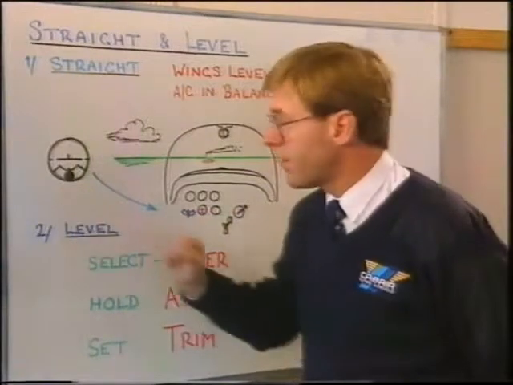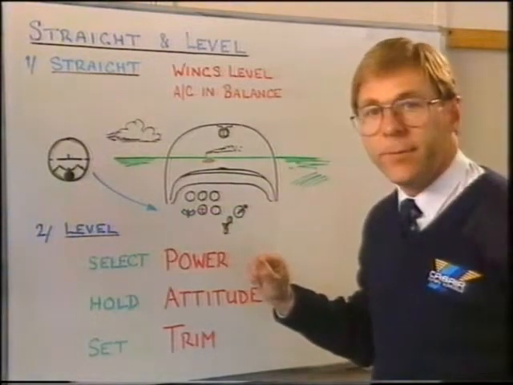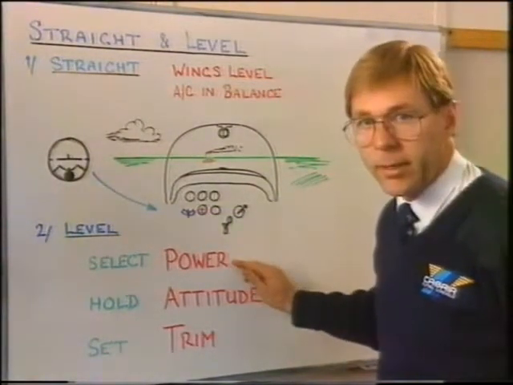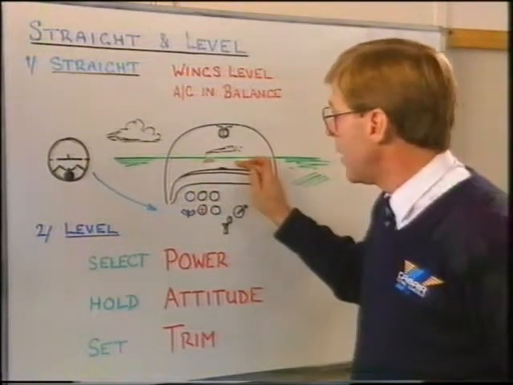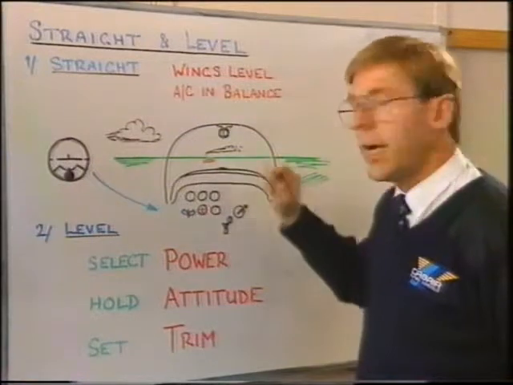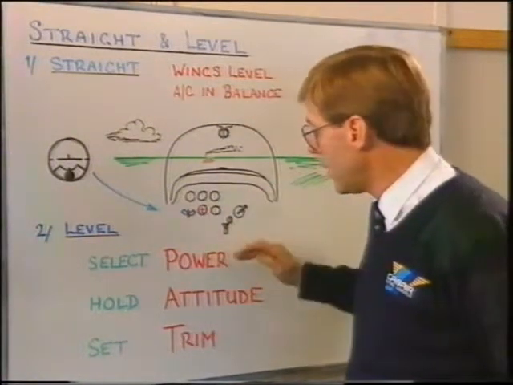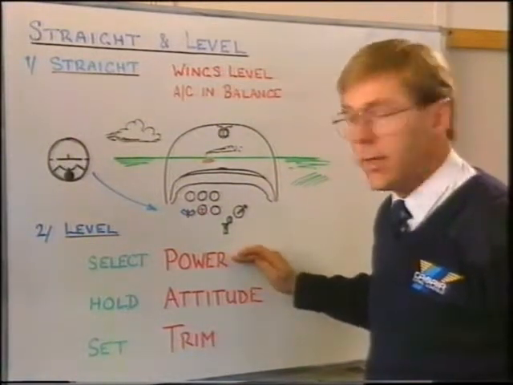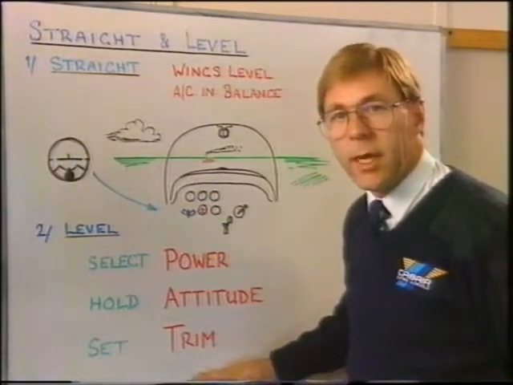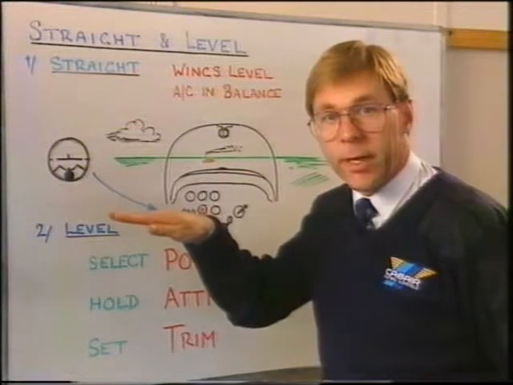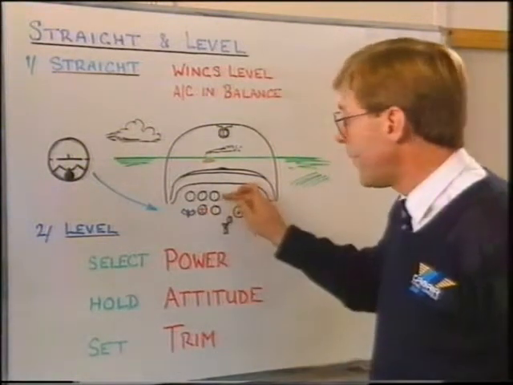To fly the aircraft level, we need first of all to select the level flight power, combined with the correct level flight attitude, and that's the distance between the spinner and the horizon. Now, as long as the power is set correctly, and the attitude is set correctly, and the aircraft is in trim, the aircraft will maintain level flight, which can be confirmed by reference with the altimeter.